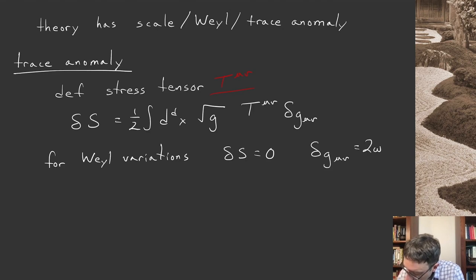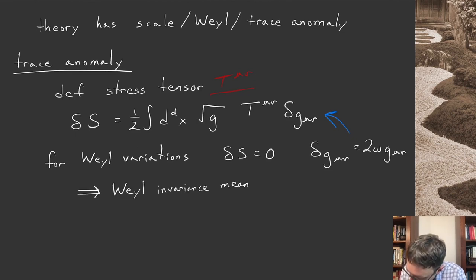It should be 2 omega g mu nu. That's the infinitesimal shift in the metric under this Weyl rescaling. So if I go ahead and plug that back into my definition of the stress tensor, what do I find? I find that classical Weyl invariance implies that the trace of the stress tensor vanishes, T mu mu equals zero.